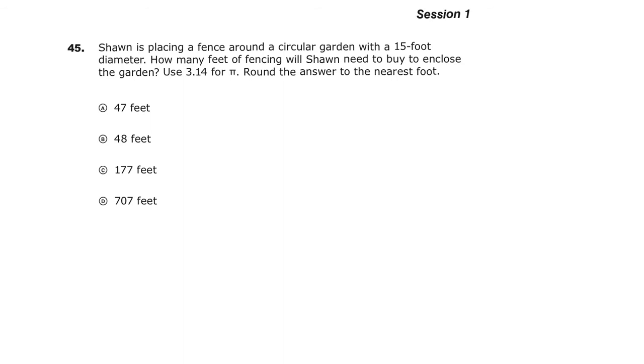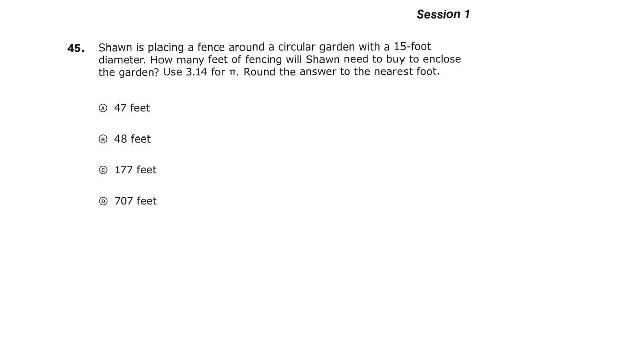45. How many of y'all missed this the first time you did it? Yeah, I expected that. The word round is a misleading term here. This is the type of question you need to be warned to make sure that your answer makes sense, especially since we're dealing with measurements. Sean's placing a fence around a circular garden with a 15-foot diameter, and we're trying to figure out how many feet of fencing he's going to need to enclose the garden.